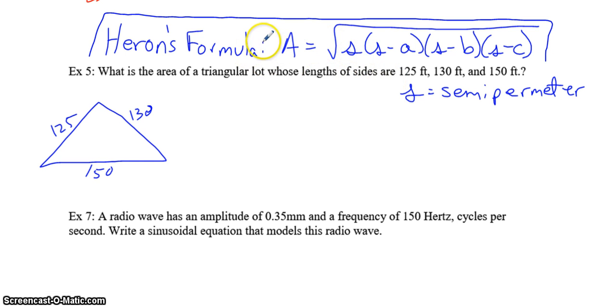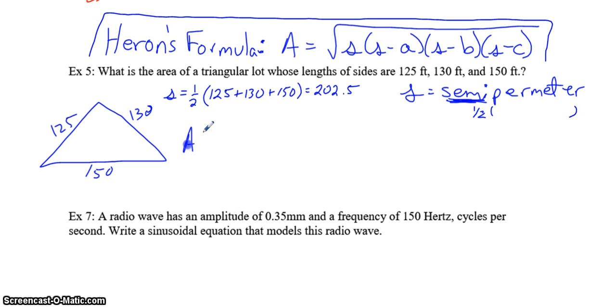So Heron's formula is the area of a triangle when we know the three sides. It's the square root of s times s minus a, s minus b, s minus c. S is the semi-perimeter. Again, semi is the prefix for exactly half the perimeter. So when we go ahead and do this, the semi-perimeter is half of 125, 130, 150, otherwise known as 202.5.